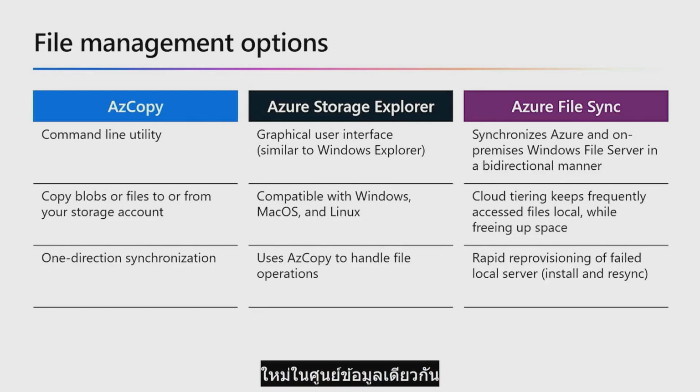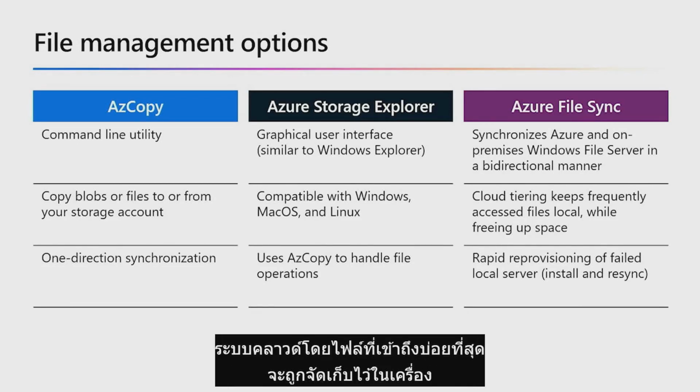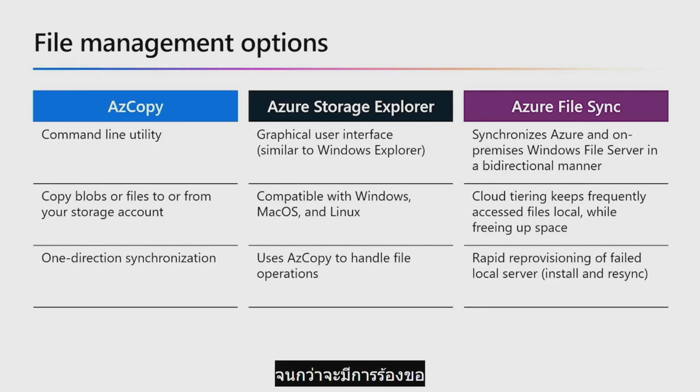the same data center. Additionally, Azure File Sync allows you to set up cloud tiering, where the most frequently accessed files are kept locally, while less accessed files are stored in the cloud until requested.